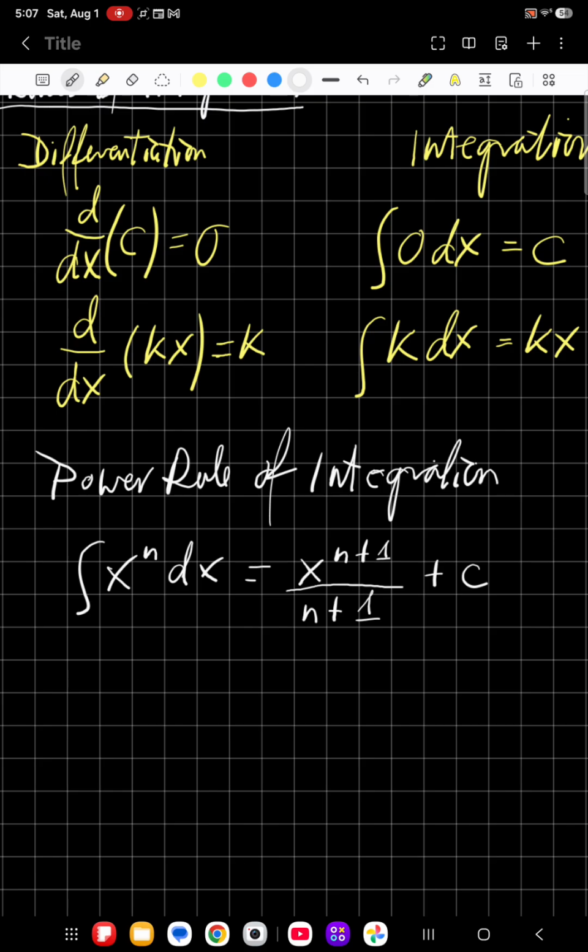Yeah, we can check it, because if I take a derivative of what I have here, I should get this. So let's do d/dx of this whole expression: x to the n plus 1, divided by n plus 1.